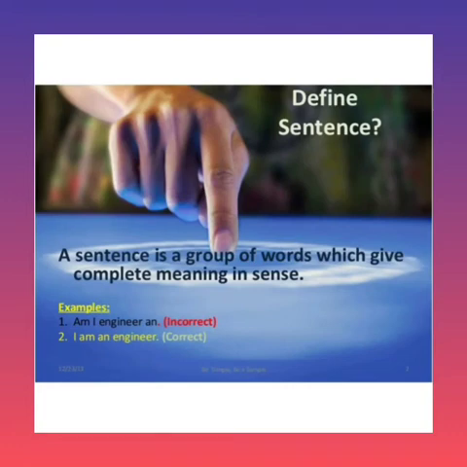A sentence is a group of words which gives a complete meaning to the sentence. That is, which makes a complete sense. Example, "Am I engineer" - do you think this sentence is correct? No, it's incorrect. Why? Because it does not give a complete meaning. Take the second example, "I am an engineer." This sentence is correct because it gives a complete meaning. So, a sentence is a group of words which gives a complete meaning to the sentence.